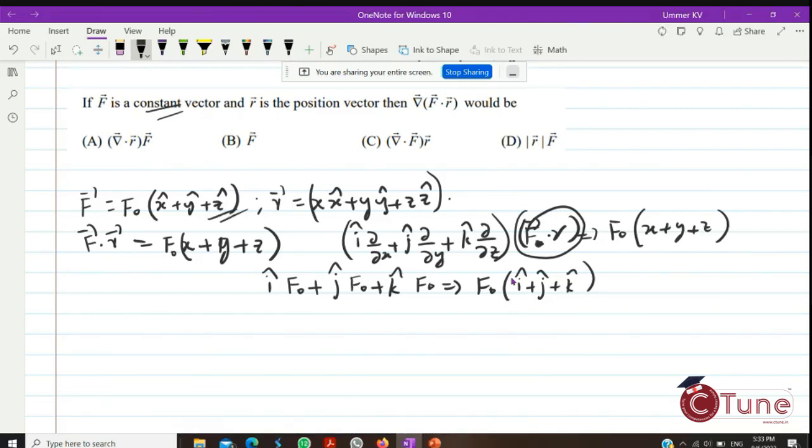അപ്പൊ എന്താണ് ദിസ് ഇസ് നത്തിങ് ബട്ട് F, constant vector F, right. So the option is B.